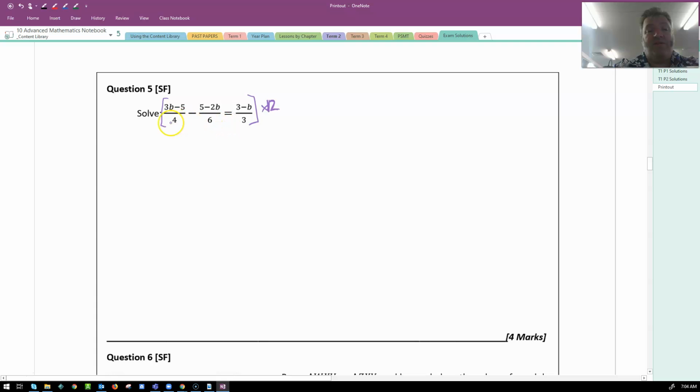Here, 3, 6, and 4 all go into 12. I'm going to multiply by 12, get rid of those denominators straight away. That's going to make my life easier.